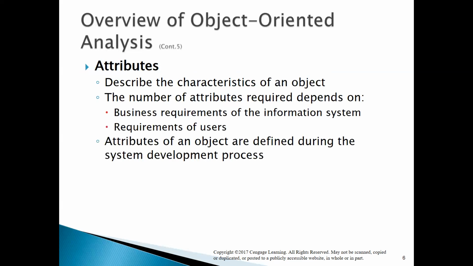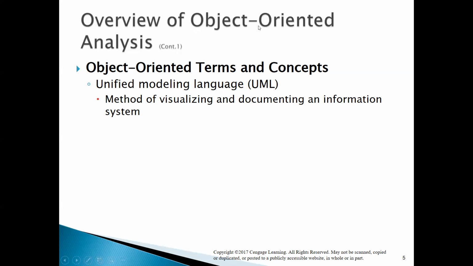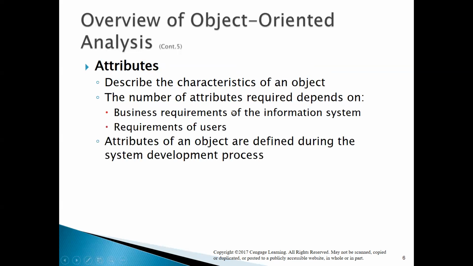Now, attributes. So what is an attribute? Remember, we are looking at object-oriented analysis. So one of the first object-oriented terms and concepts that we had looked at was UML. After that, it's attributes. They describe the characteristics of an object. The number of attributes required depends on the business requirements of the information system, the requirements of users. Attributes of an object are defined during the system development process.